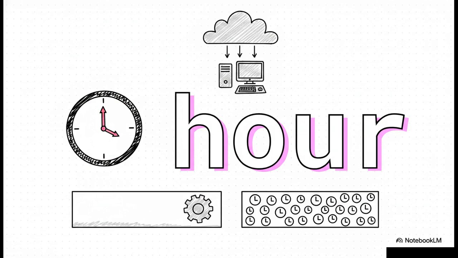Now, just a quick heads up on scheduled routines. The minimum interval you can set is 1 hour. That's a bit different from the local desktop tasks, which you can run every single minute. And that makes sense, right? These cloud routines are really designed for those bigger, more substantial jobs, not for constant polling.